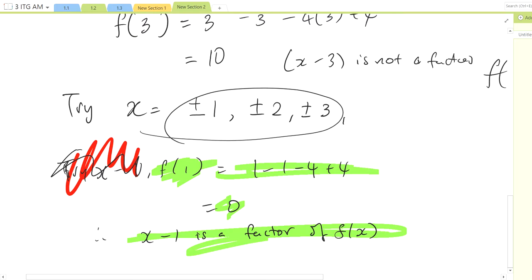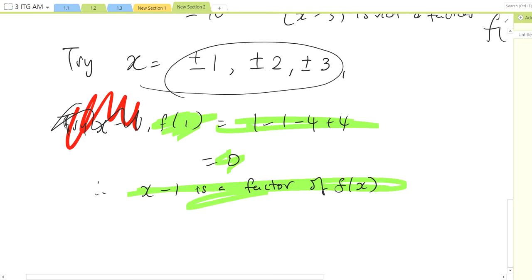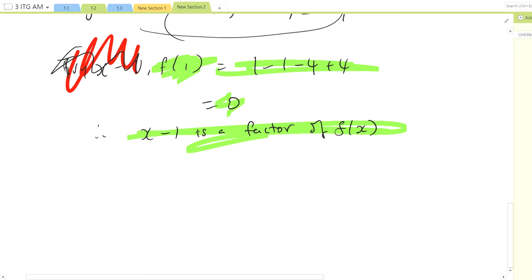Okay? Now that x minus 1 is a factor, we are going to use method number 2. Okay, in your textbook you've got method 1 on the left, method 2 on the right. Yes, Cosby? No, I can't hear you.